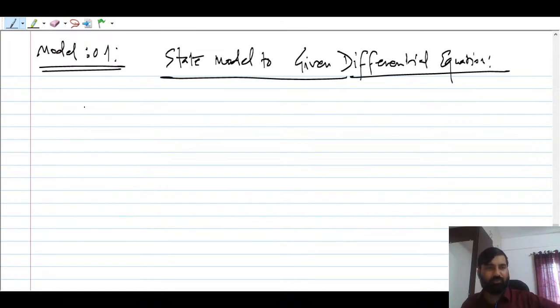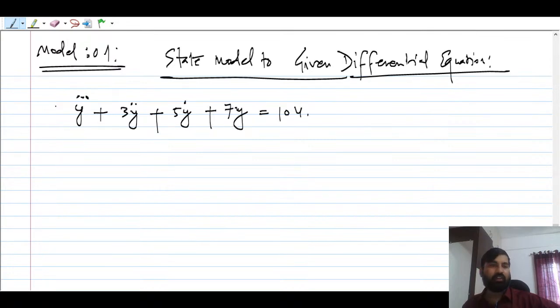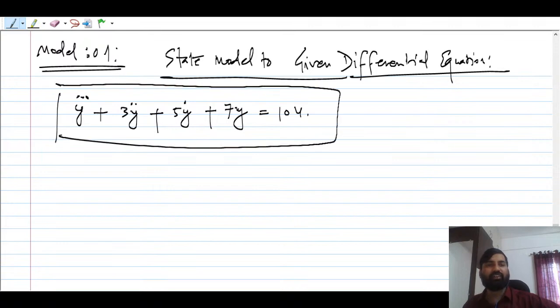So suppose y triple dot plus 3 y double dot plus 5 y dot plus 7 y equal to 10u. This is the differential equation that is given in your question. Now you have to write the state model. So I will be giving you the smart method, or you can say by inspection. By inspection, how can you write?